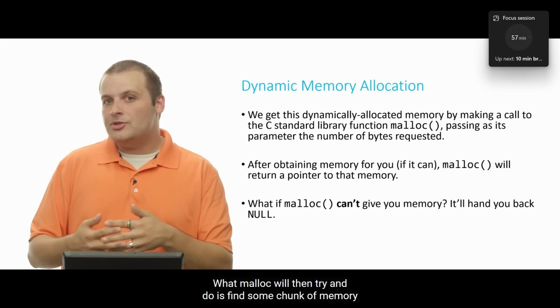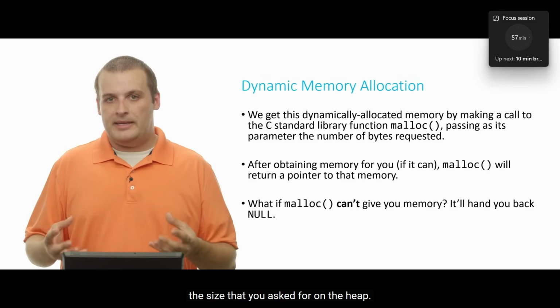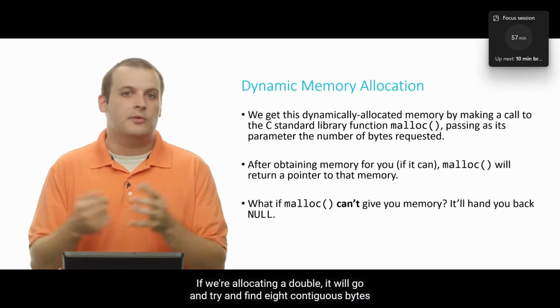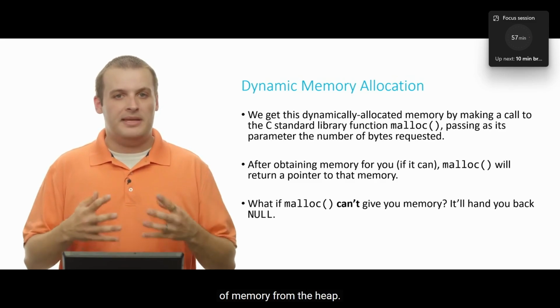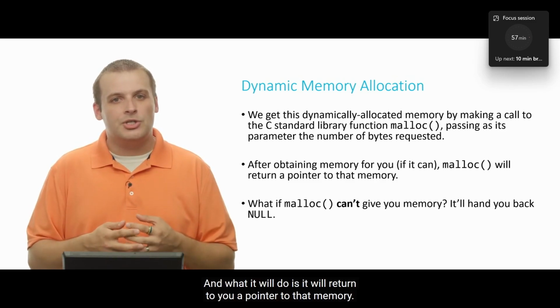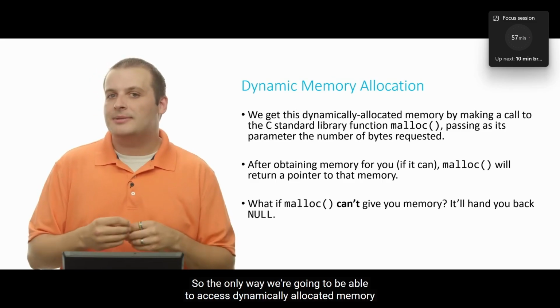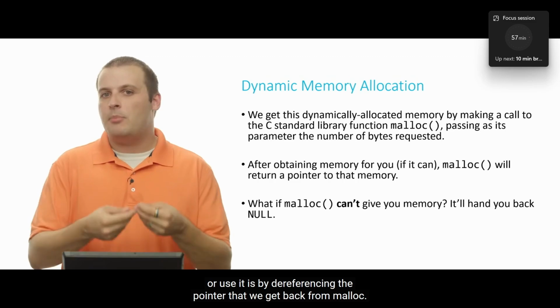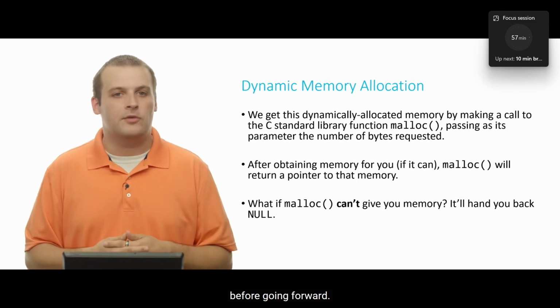What malloc will then try and do is find some chunk of memory the size that you asked for on the heap. So it'll go and try and find 8 contiguous bytes of memory, for example, if we're allocating a double. And what it will do is it will return to you a pointer to that memory, right? So the only way we're going to be able to access dynamically allocated memory or use it is by dereferencing the pointer that we get back from malloc. And that's why it's important to understand pointers before going forward.